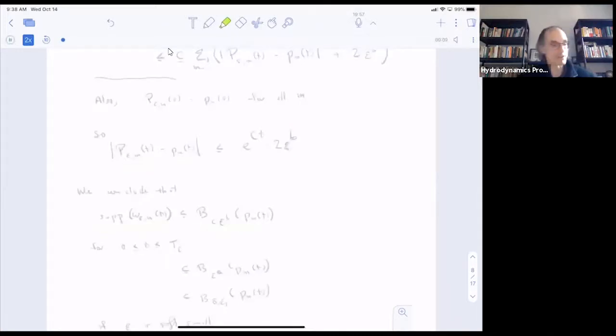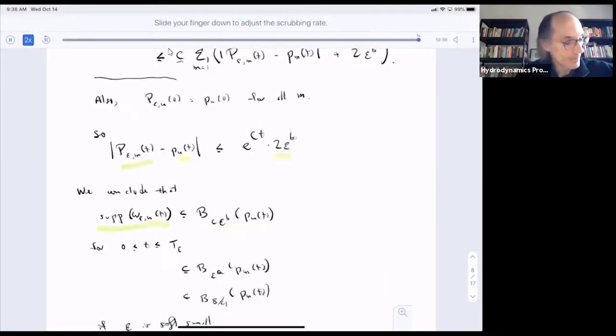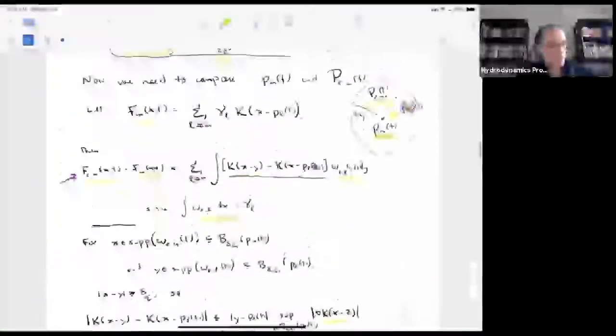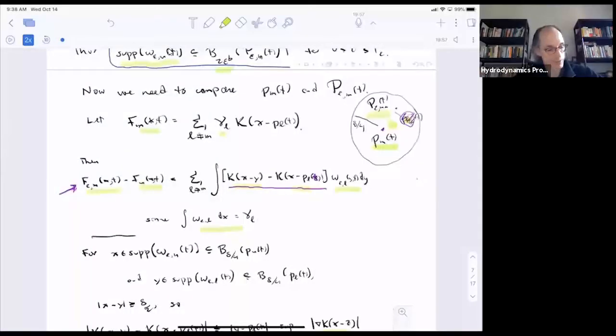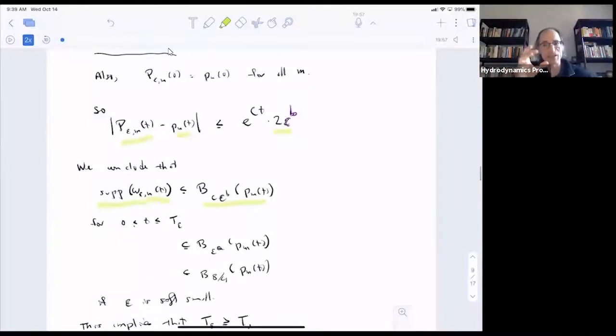And my assumption was that all of this is valid up to this time capital T epsilon, which is as long as the trajectories stay within a ball of radius delta over 4 around the center point of M. But what this says is that for times up to time capital T epsilon, as long as they stay within a ball of radius delta over 4, in fact, they stay within a smaller ball. So here I'm tacitly choosing epsilon small.